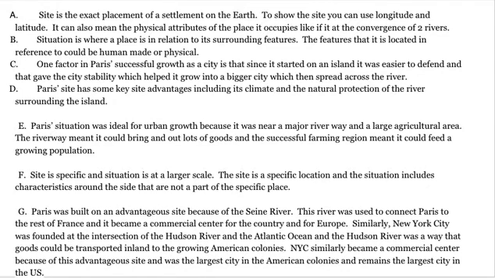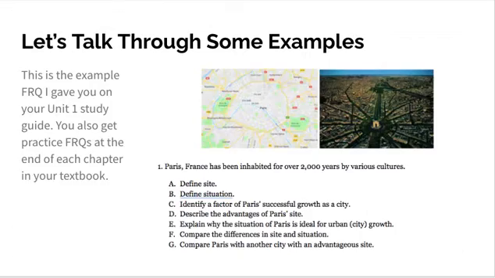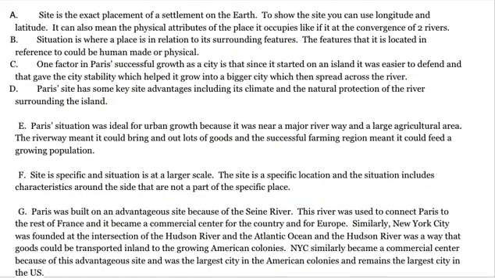For B, situation is where a place is in relation to its surrounding features. You could end it there. Or you could go on and say the features that it is located in reference to could be human-made or physical. If you look at, for example, E, the prompt for E asks you to explain. So that means you should have an example for E, right?